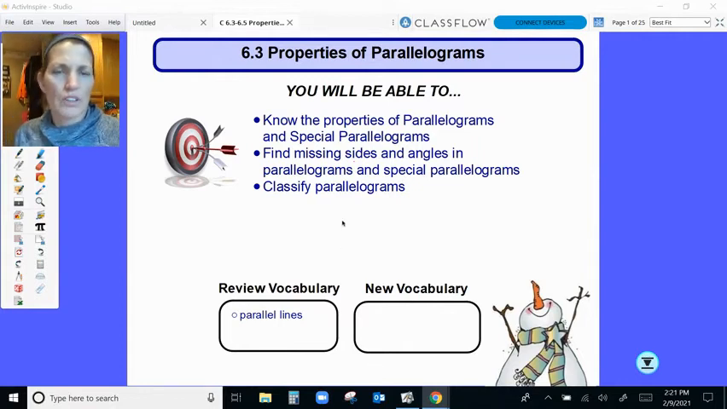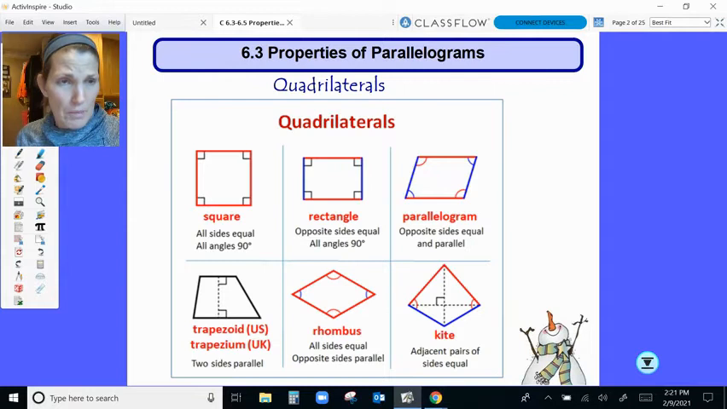Back. Today we're going to talk about section 6.3 and 6.5, which is basically properties of parallelograms and special parallelograms. Just to review, last unit we were introducing all quadrilaterals, and we talked about the trapezoid and the kite. Today we're going to talk about all the quadrilaterals that involve parallelograms and their special parallelograms.